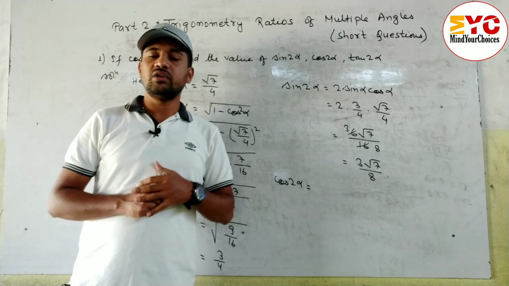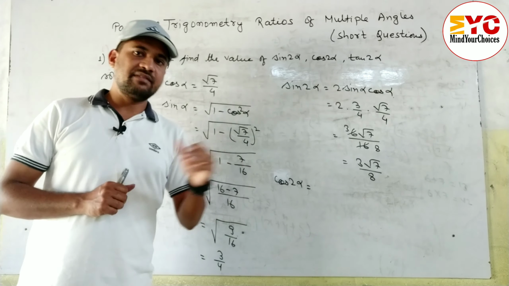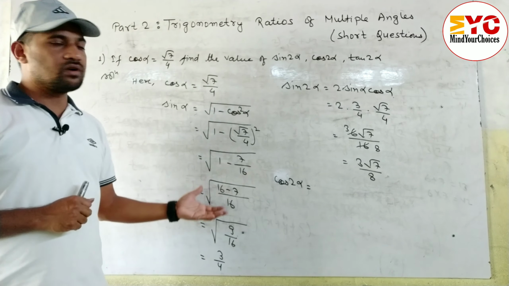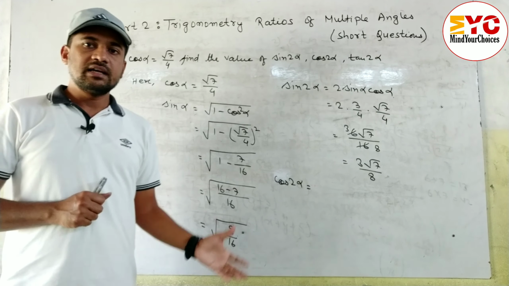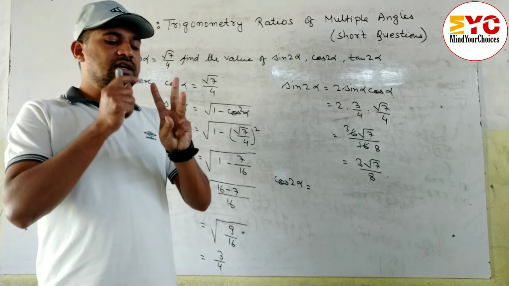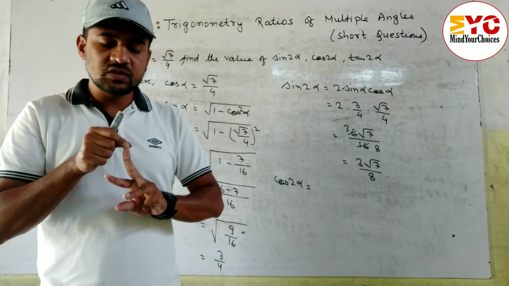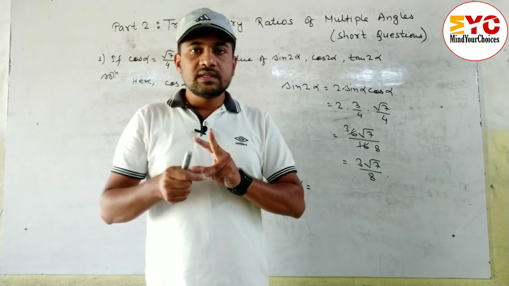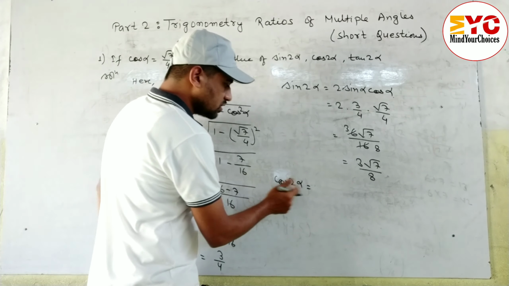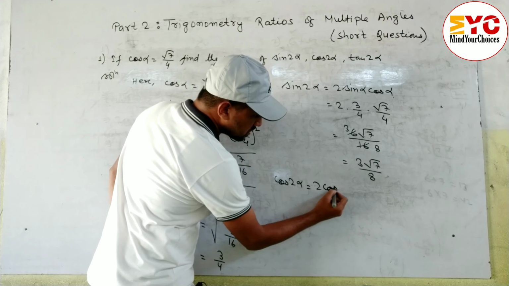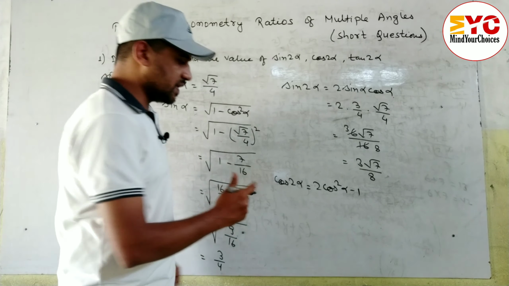Tan and cot formulas we don't use, because if you use the cos 2 alpha formula in the form of tan, we don't have the value of tan alpha. If you use the cot formula, we don't have the value of cot alpha. So better use these 3 formulas here: cos square alpha minus sin square alpha, or 2 cos square alpha minus 1, or 1 minus 2 sin square alpha. Out of the 3, use any, you will get the same answer. So for cos 2 alpha I am going to use 2 cos square alpha minus 1, whichever you feel is easy, that formula you can use here.